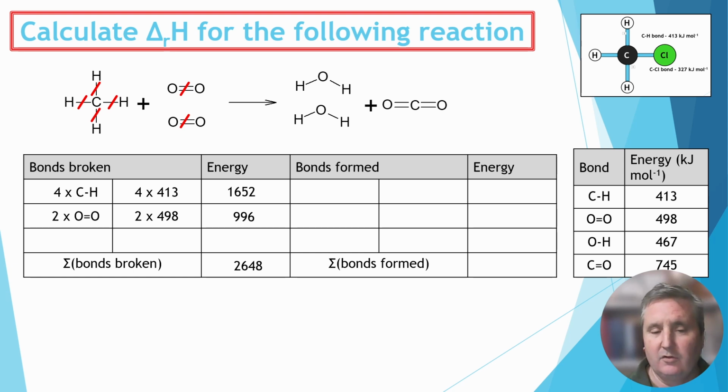So now we have 2,648 kilojoules per mole of energy for the bonds broken. Okay, let's look at the bonds formed. What bonds have we formed in this reaction? Well, we've formed this hydrogen to oxygen bond, another one, a third one, and a fourth one. So we have 4 oxygen to hydrogen bonds. We can see from the table that the value is 467. So we multiply 4 times 467, where we get a value of 1868.